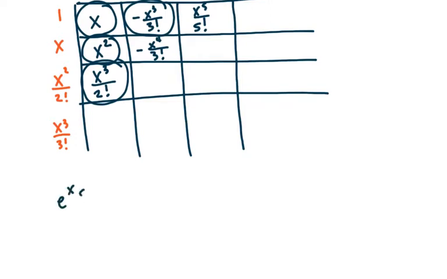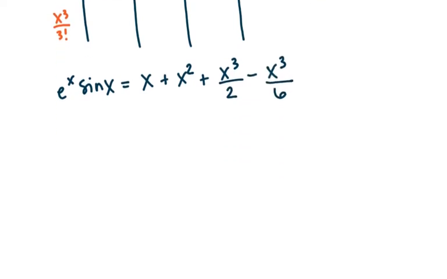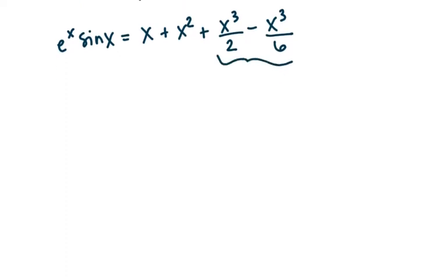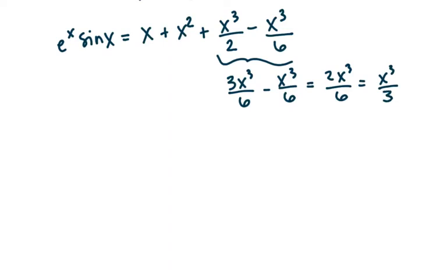So that's kind of what we're going to do. We have x plus x squared plus x cubed over 2 factorial, which is simply 2, minus x cubed over 3 factorial, which is 6, and we just need to simplify these two terms. That's really 3x cubed over 6 minus x cubed over 6, which is 2x cubed over 6, or x cubed over 3. So this means that our final answer for this problem is simply going to be x plus x squared plus x cubed over 3.